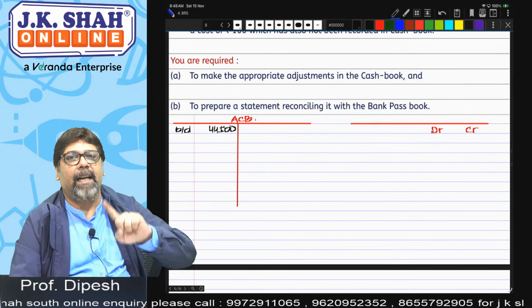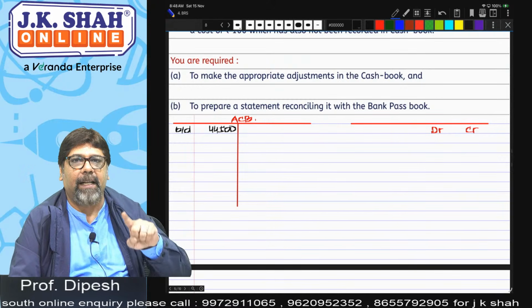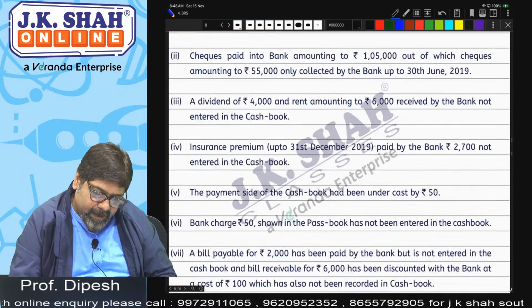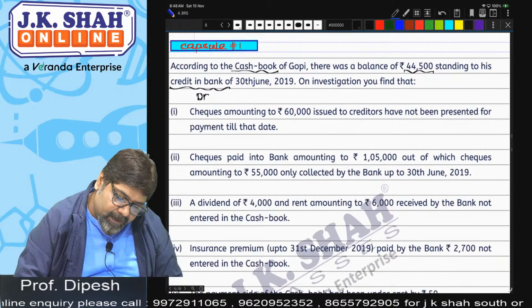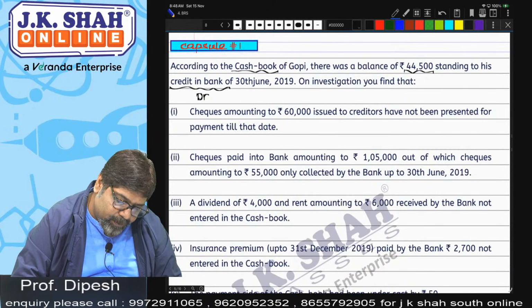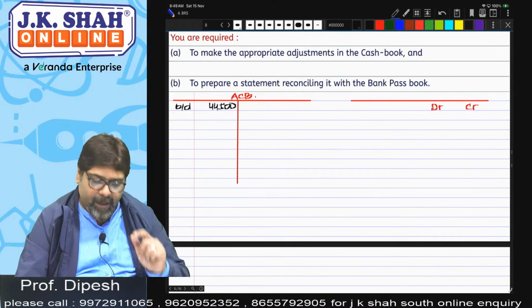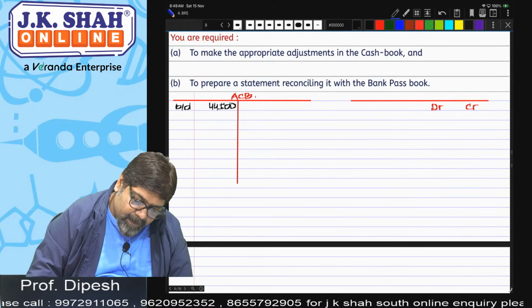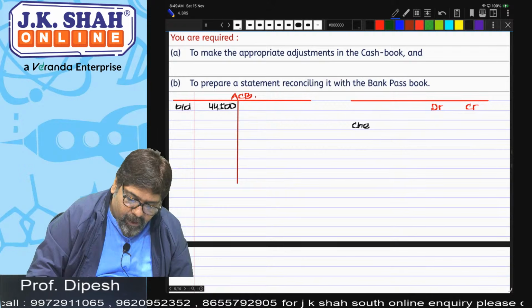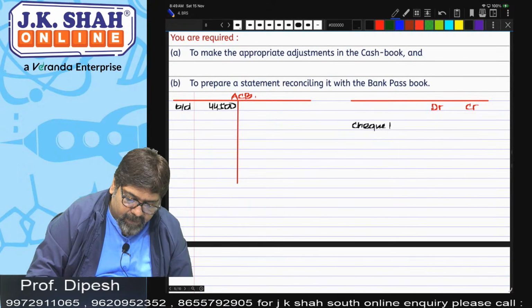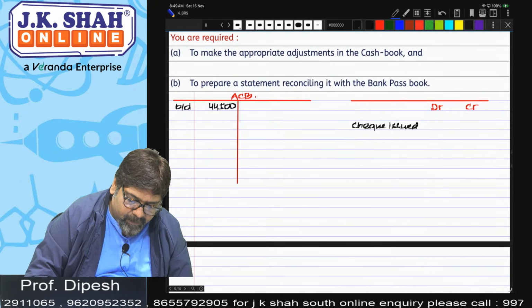Standing credit in passbook, therefore debit in cash book. Checks amounting to rupees 60,000 issued to creditors have not been presented till date. That means checks issued, not recorded. Now, chartered, whatever I am writing in BRS is all not recorded in passbook only.